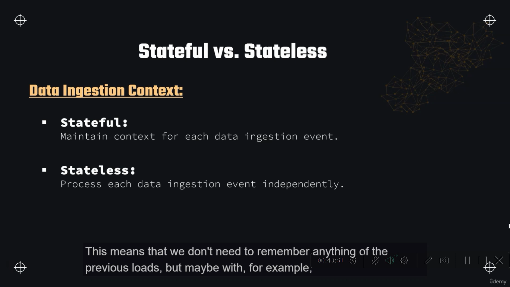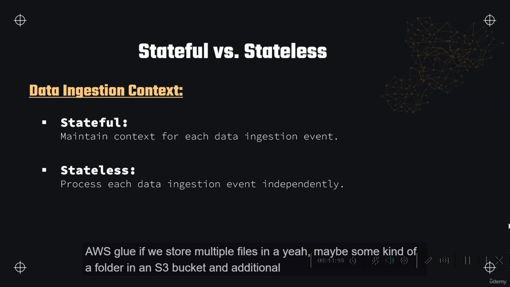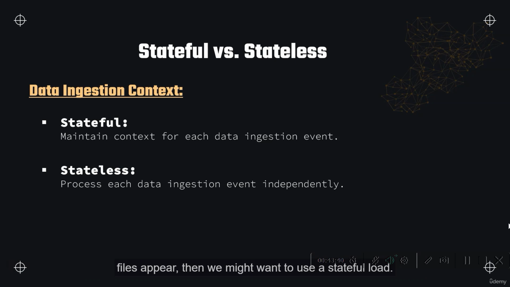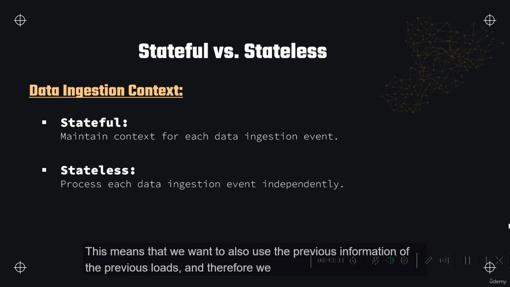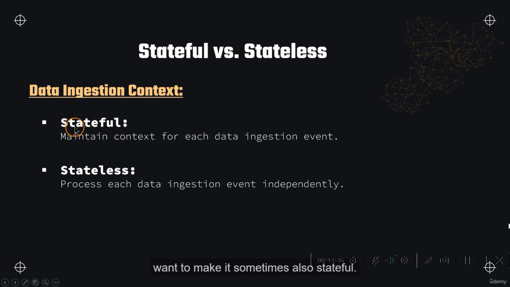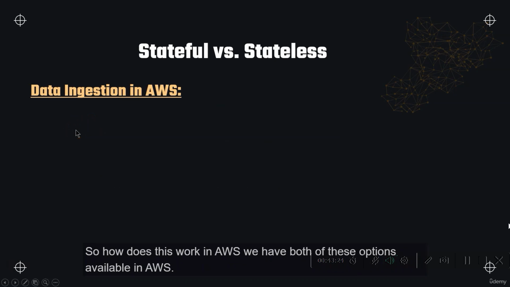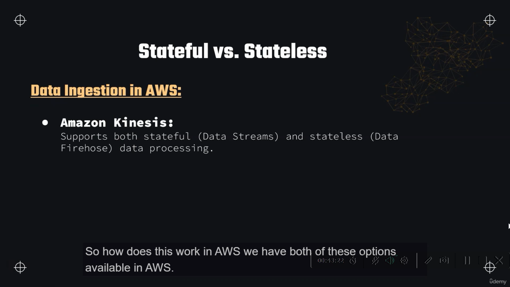But maybe with, for example, AWS Glue, if we store multiple files in some kind of a folder in an S3 bucket and additional files appear, then we might want to use a stateful load. This means that we want to also use the information of the previous loads, and therefore we sometimes want to make it stateful. So how does this work in AWS? We have both of these options available in AWS.